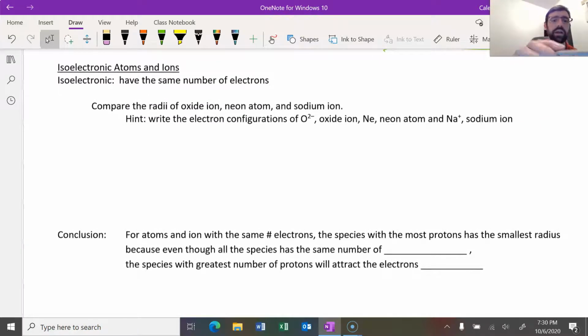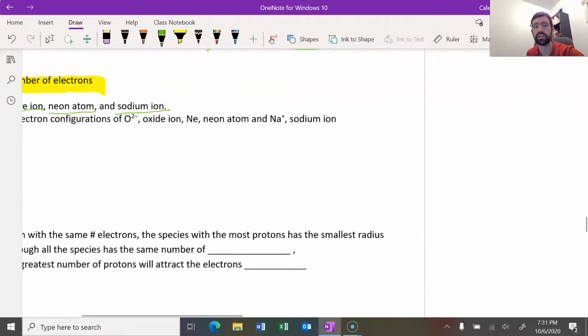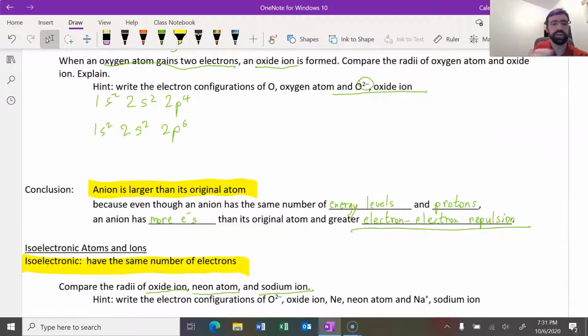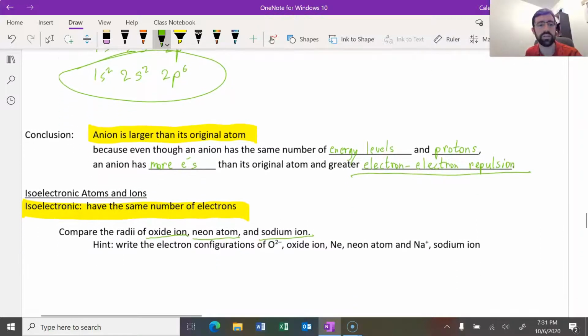Isoelectronic atoms and ions. Isoelectronic means it's got the same number of electrons. So it's just a fancy word for saying we've got the same number of electrons. Let's compare some of these. We want to compare the radii of an oxide ion, a neon atom, and a sodium ion. We're going to write the electron configurations for oxide, neon, and sodium. So oxide is oxygen with 2 extra electrons. We actually just wrote it up here. This is the oxide ion's electron configuration, so I'm just going to rewrite it. 1s2, 2s2, 2p6.